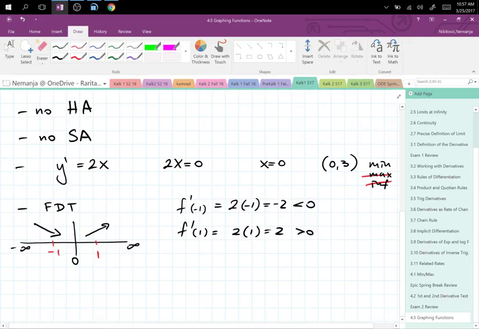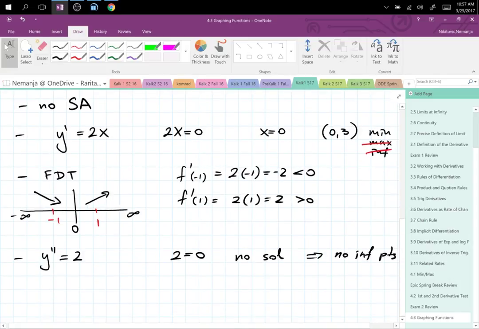All right, so now we move to the second derivative. y double prime is equal to 2. Now you set 2 equal to 0, which has no solution, which means no inflection points, right? No inflection points, because we couldn't solve that equation. 2 is not the same as 0.